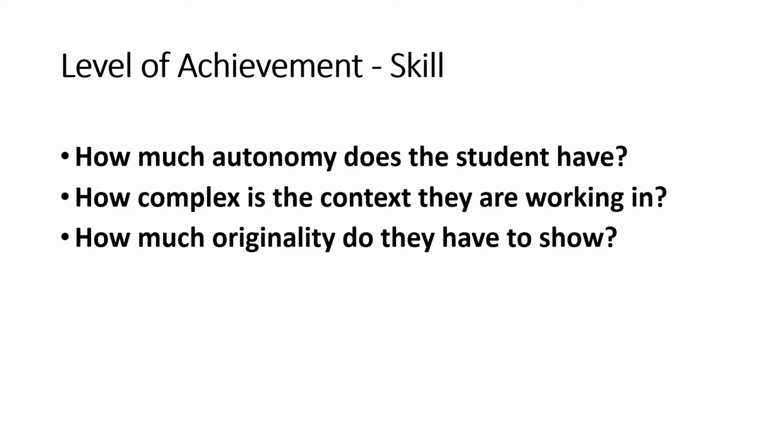The level of achievement in context of the skill or the psychomotor domain can be a little different. This can be phrased based on the following questions. How much autonomy does the student have? How complex is the context they are working in? How much originality do they have to show? These three questions can help us to write the level of achievement for a skill outcome.